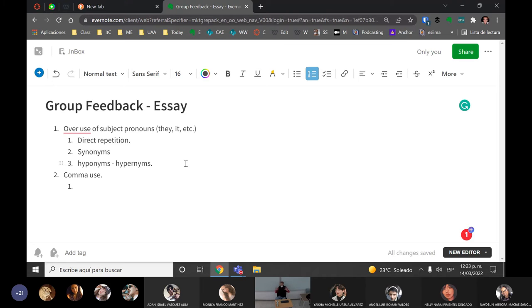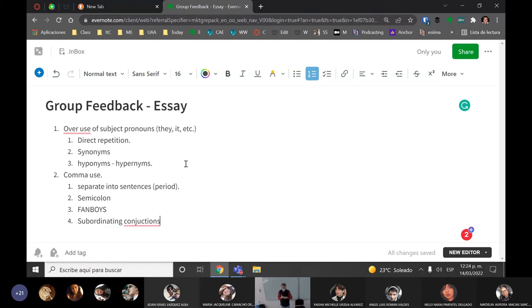Generally speaking, in this class we talked about the different ways of fixing a comma splice. So one is to separate into sentences, and that's just with a period. We could use a semicolon. We'll come back to these. What else? We could use FANBOYS, coordinating conjunctions, and we could use subordinating conjunctions. Any others? Am I missing any? Separate sentences, semicolon, FANBOYS, subordinating conjunction. I think those are the options.